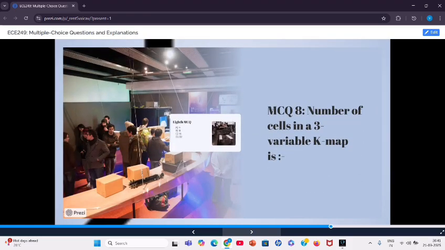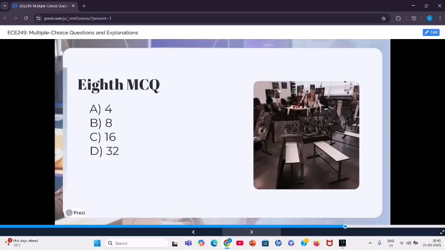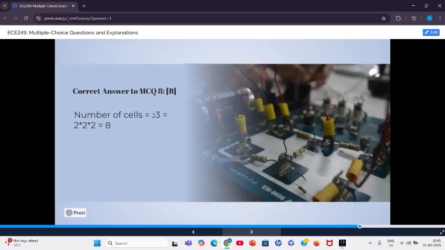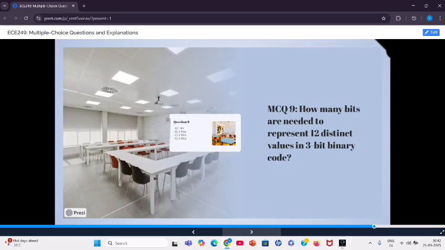Moving on to the 8th MCQ. The number of cells in a 3 variable K map is option A 4, option B 8, option C 16, option D 32. I hope you all know the formula and have calculated the answer. So let's move on to the answer. The correct answer is option B, which is 8. Number of cells is equal to 2 raised to power 3, which is 2 into 2 into 2, equal to 8 cells.